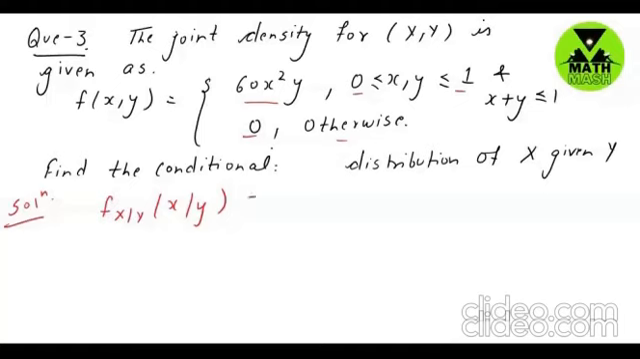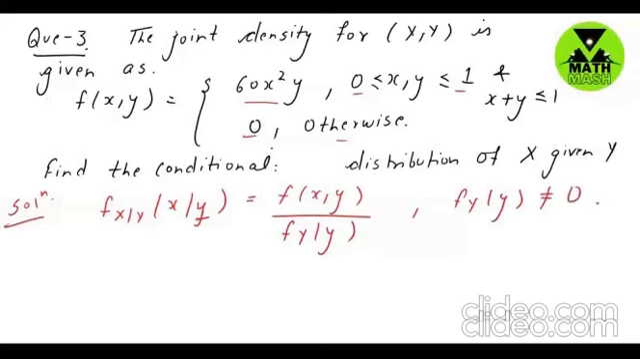The conditional distribution is equal to the joint divided by the marginal. So the joint is f(x,y), and the marginal is that of y, since y is given. That is the marginal density of y, f_Y(y), provided f_Y(y) is not equal to 0. So this is the conditional distribution of X given Y. The joint is given to us, and we have to find the marginal density of y only. The first step is to sketch the region where the function is defined. So first we'll sketch the region.